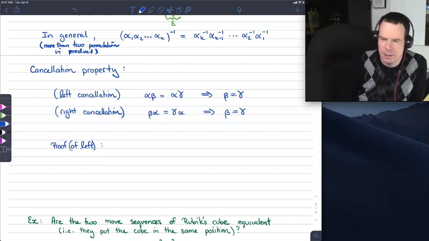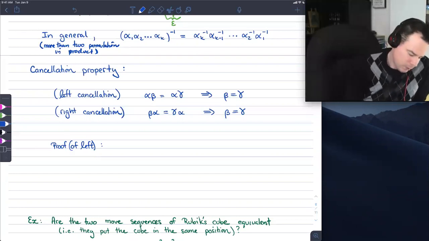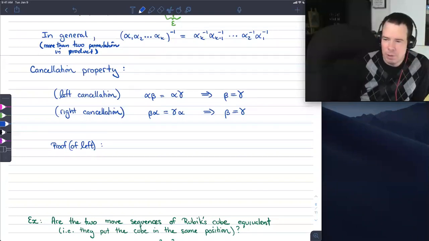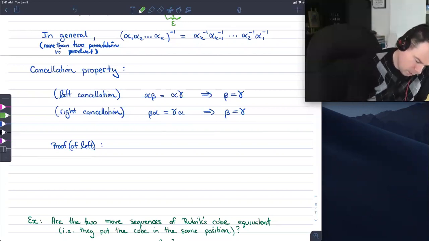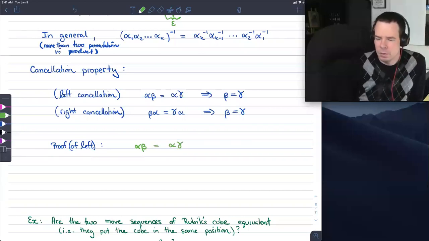So what are our cancellation properties? Well, the first one is if I have a permutation alpha multiplied by beta, and that turns out to be the same as a permutation alpha multiplied by gamma, then it means that beta and gamma had to be the same thing. So let's prove that. I start with alpha beta, and I know that that's equal to alpha gamma. So that's the first thing I know. Now, what can I do?